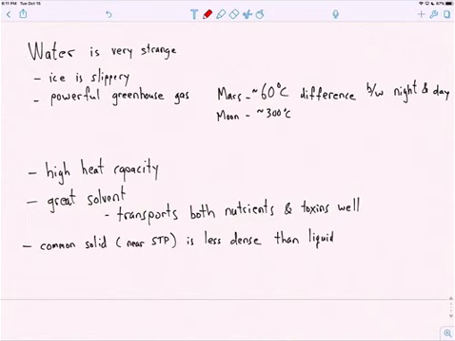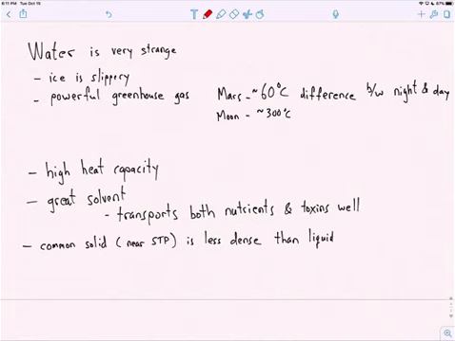And there's a thin liquid layer on ice, and that liquid layer depends on the temperature. So close to freezing, it's a relatively thick liquid layer, and then as it gets colder, that liquid layer decreases, eventually goes away. So that's the real reason why ice is slippery.